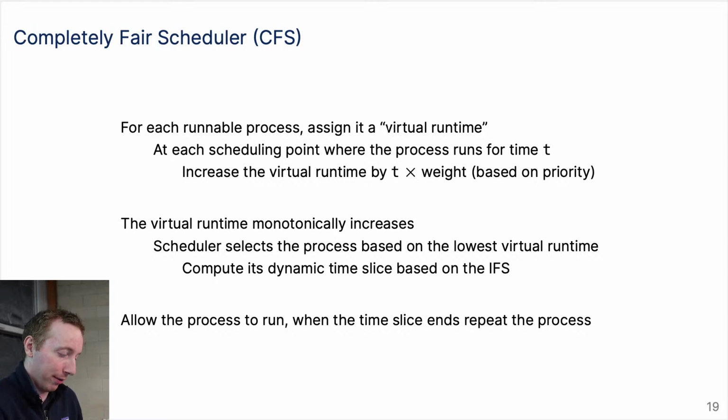So for each runnable process, you assign it a virtual runtime. And then at each scheduling point where a process runs for some time slice, you increase the virtual time by however long it actually ran for, times a weight based off its priority. So if it's a higher priority task, which corresponds to a lower number, it would increase that virtual runtime by a smaller amount than a low priority task.